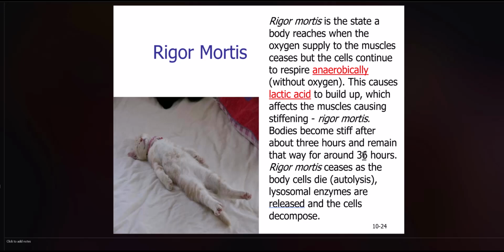Now, at 36 hours, what's happening is that the cells actually are undergoing an autolysis reaction. They're breaking down. So the lysosomes inside your cells are releasing their products, and all of those digestive enzymes are beginning to break down everything in the cells as the cells begin to decompose. And in that decomposition reaction, the muscle cells are beginning to relax and release as part of that autolysis reaction.